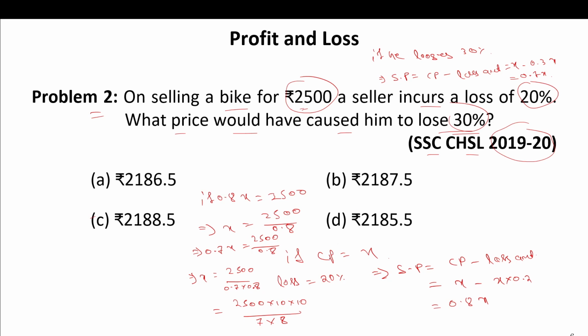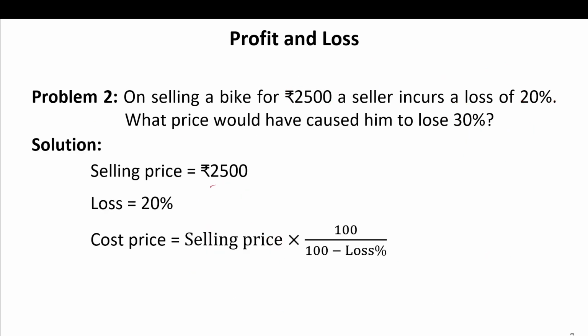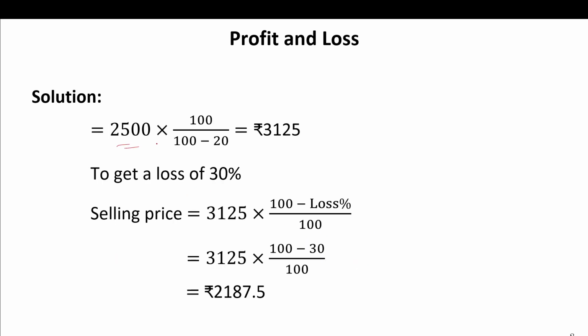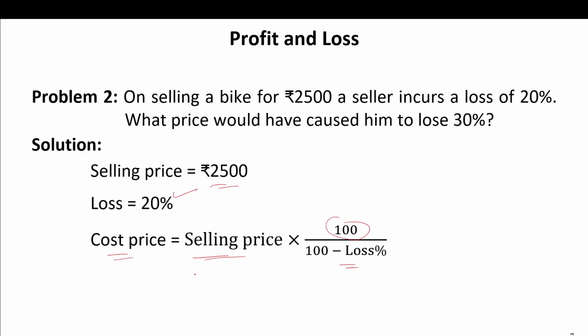Okay, so it is nothing but what? Selling price is equal to 2500, loss of 20%. So we can directly calculate cost price using this formula, that is selling price into 100 by 100 minus loss percentage, right? So 2500 into 100 by 100 minus 20 is equal to what? 3125. So to get a loss of 30%, selling price would be what? 3125, that is the new cost price into 100 minus loss percentage by 100. So that is nothing but 2187.5.